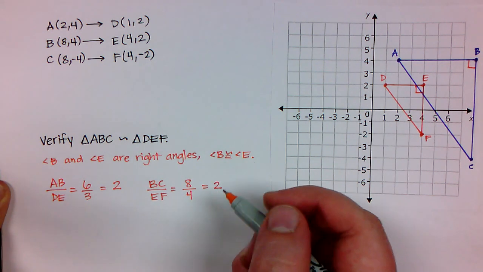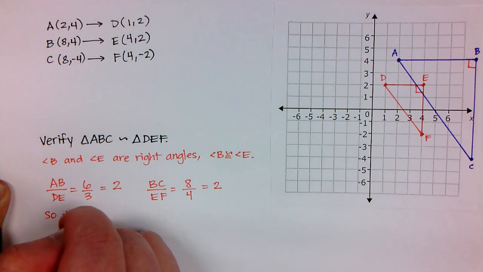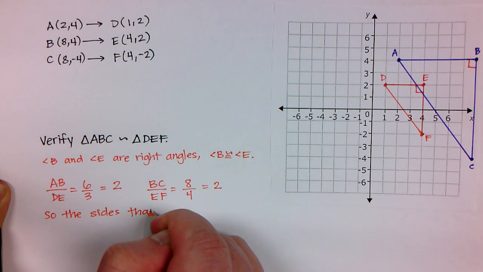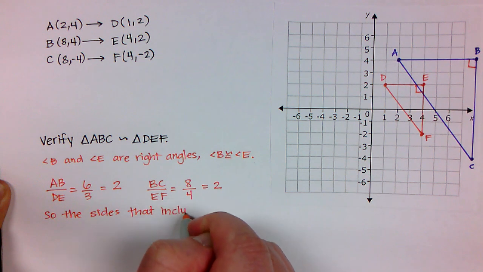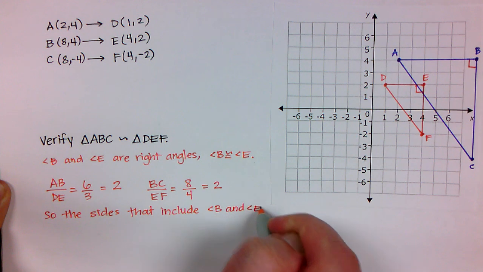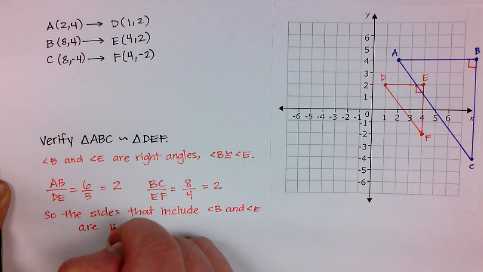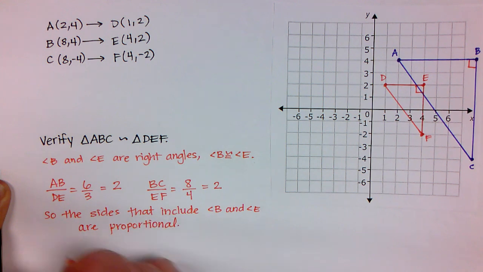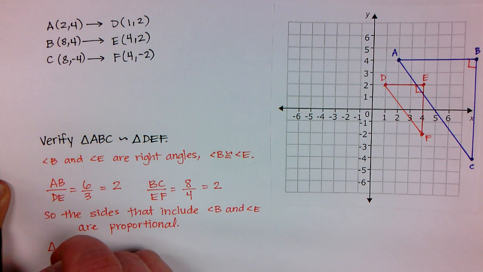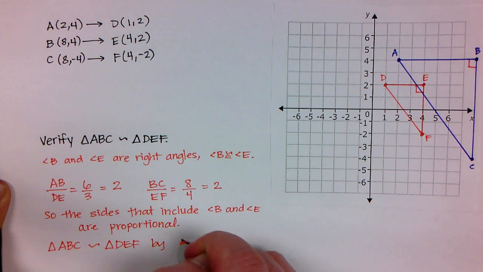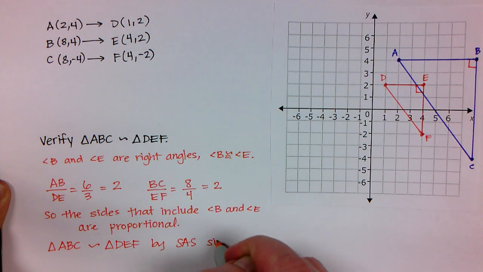So that's awesome. So the sides that include angle B and also angle E are proportional, which is what I needed to prove, because therefore I can say that triangle ABC is similar to triangle DEF by the SAS similarity theorem.